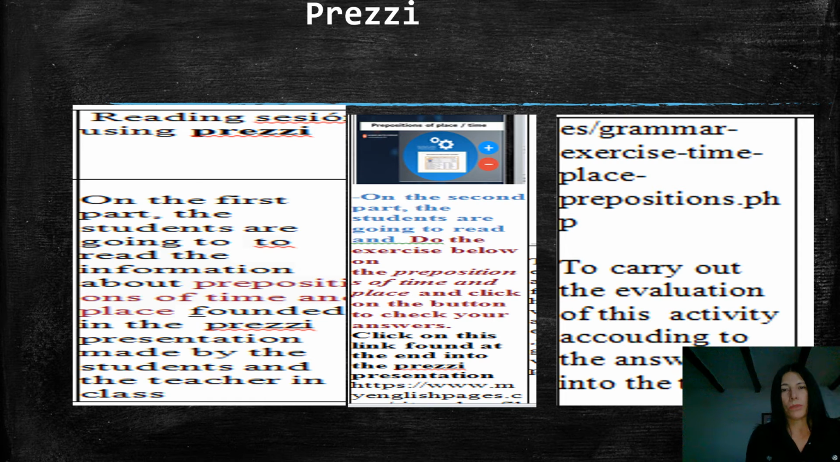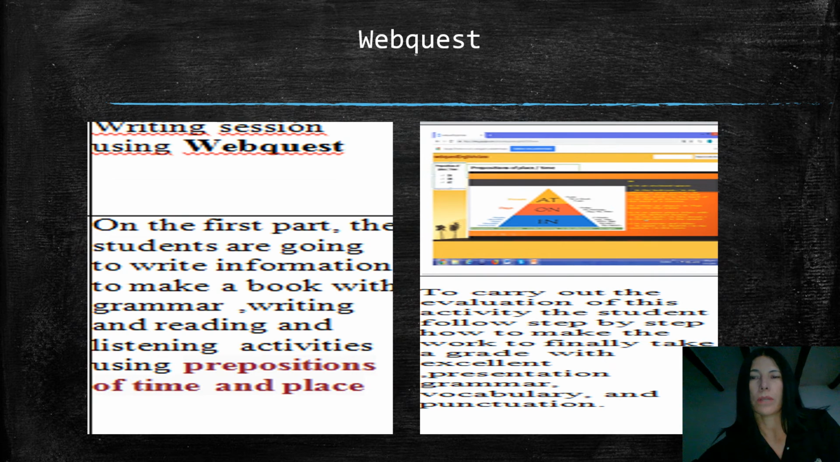In the second part, using Prezi, the students are going to read and do the exercises on the prepositions of time and place and click on the button to check their answers. And the students are going to click on the links found at the end of the presentation. To carry out the evaluation of these activities, it is according to the answers in the link, to the exercise that they found on the link.